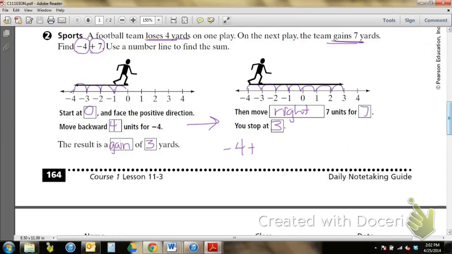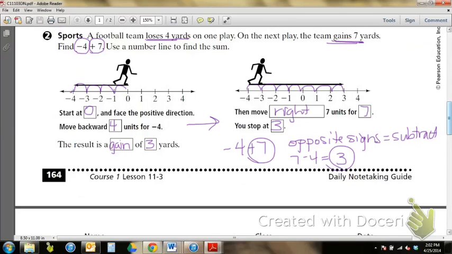But again, these have opposite signs, so you subtract your numbers. 7 minus 4 is 3. And then the bigger number was positive, so that means my answer is positive, which is exactly what we got with the number line. Okay, so now let's try some where we don't have the number line.